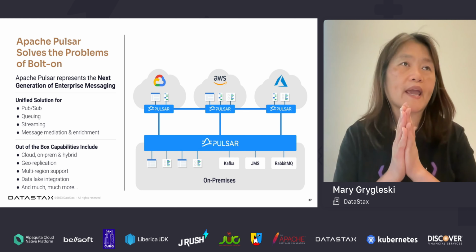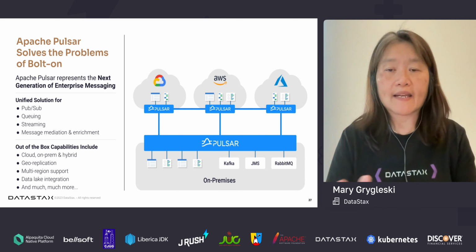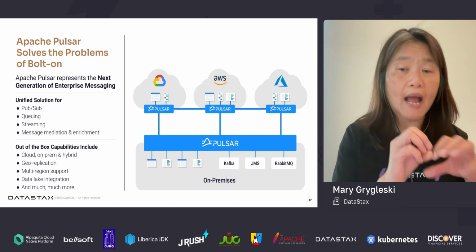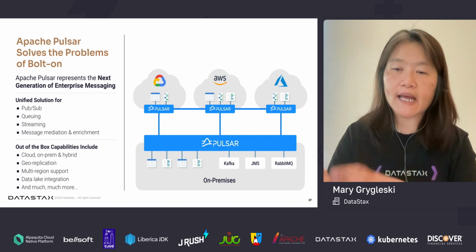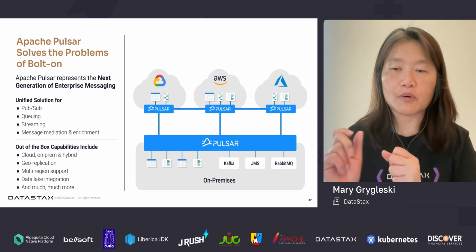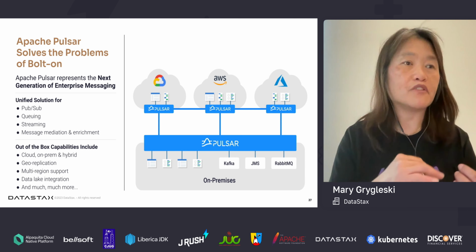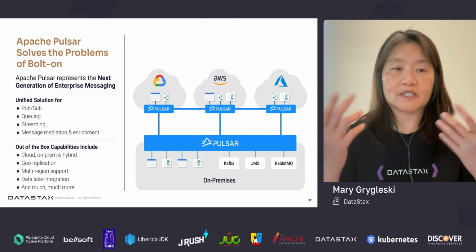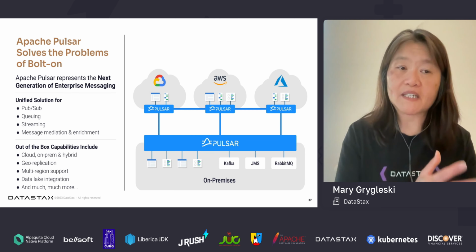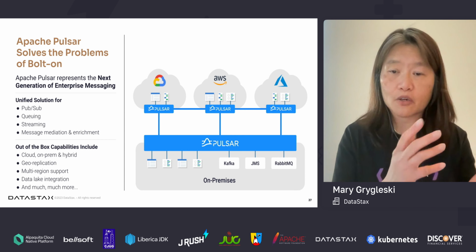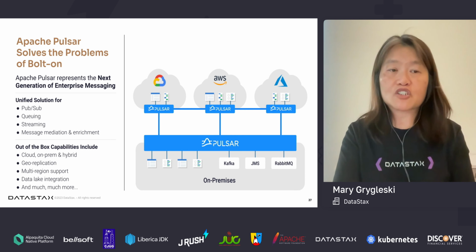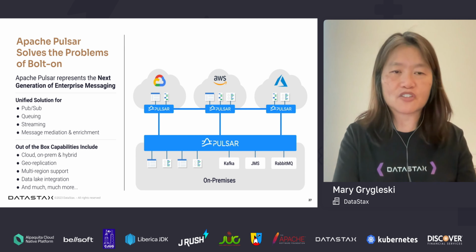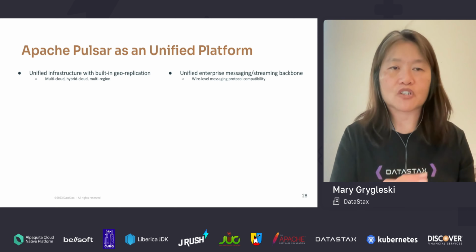Even at DataStax, we have a free tier API layer called Starlight, and it can talk protocol level into Kafka. We have Starlight for Kafka, Starlight for JMS, and Starlight for RabbitMQ as well. These will help you if you're looking into migration, or growing your systems and modernizing them. You can still keep some of the things you have already invested in, more traditional systems. So it's essentially a unified solution for PubSub, streaming, queuing, and also message mediation and enrichment through the use of Pulsar functions.